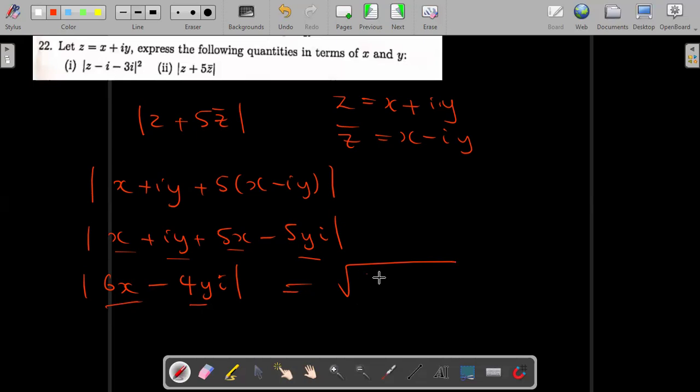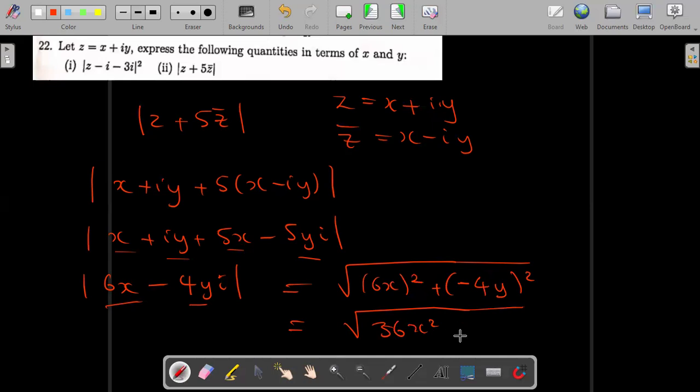So this is going to be just 6x squared, then you have plus, then your y there is going to be, what are we going to get there? We're going to get negative 4, then you have your y, then you square that. Okay, this gives us, you square this part here, this will be 36x squared, then there you have plus, that would be 16y squared.